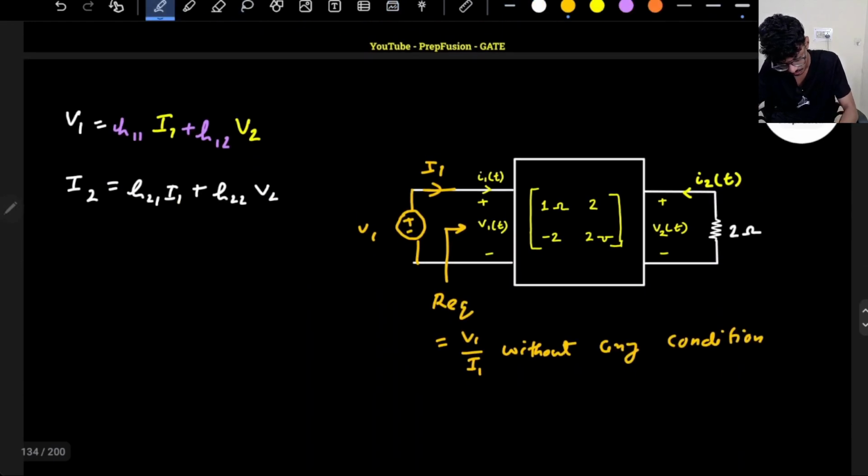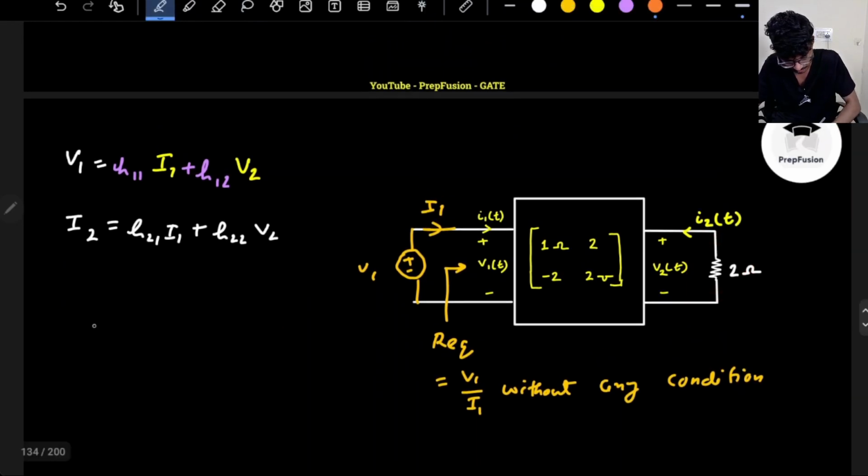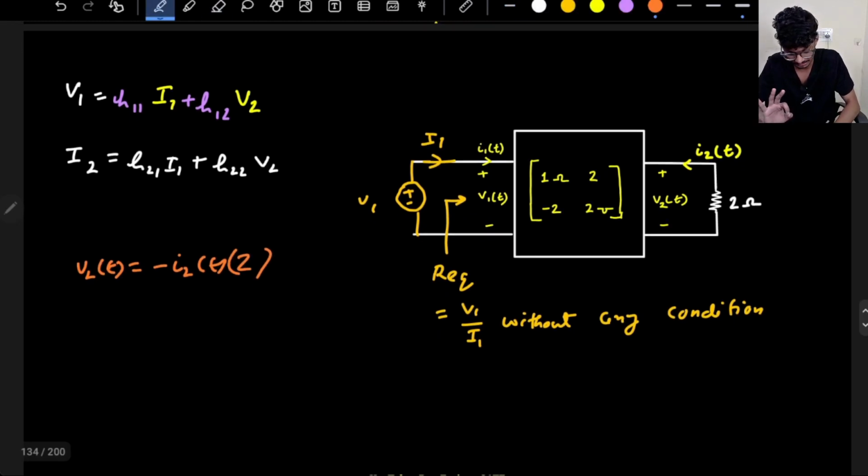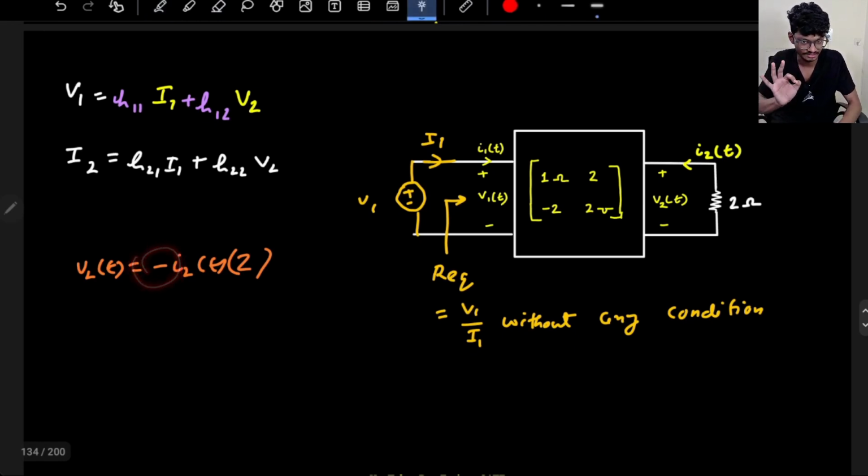So first of all, again the same thing whatever we have learned. My V2 will be equal to minus I2 into 2, R minus I2 of t, V2 of t, instantaneous voltage V2 of t, into minus I2 into 2. I hope there is no doubt in how this negative sign came. This we have done multiple times in the previous lecture. So there should not be any doubt how this negative sign came.